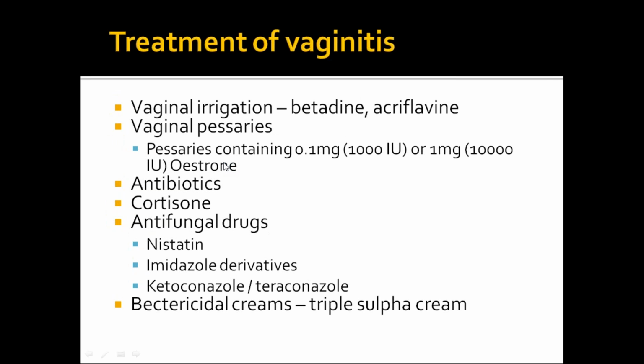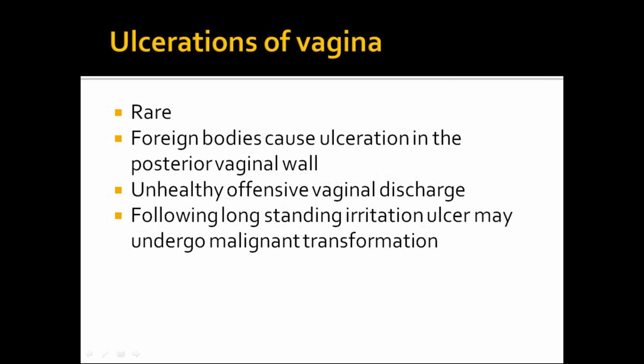And next, how do you treat? So you have to treat the irritation of the vagina. So antiseptics like betadine and acetofen you can use in the form of pessaries. You can use estrogen containing things and antibiotics, steroids, antifungals, bactericidal creams. All these you can use for vaginitis.